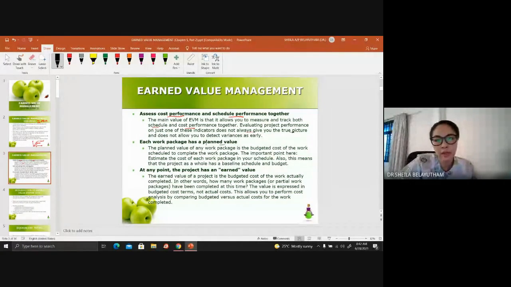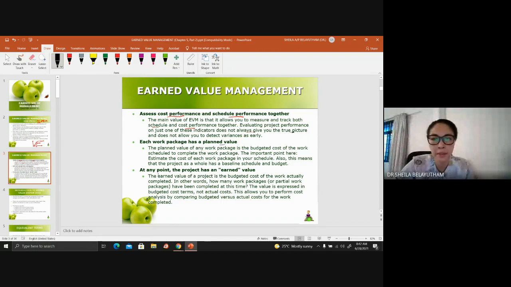You have already planned the activity as such, and what is the accumulating cost for it. The planned value of any work package is the budgeted cost of the work scheduled to complete the work package. The important point here is to estimate the cost for each work package in your schedule. This also means the project has a baseline schedule and baseline budget.